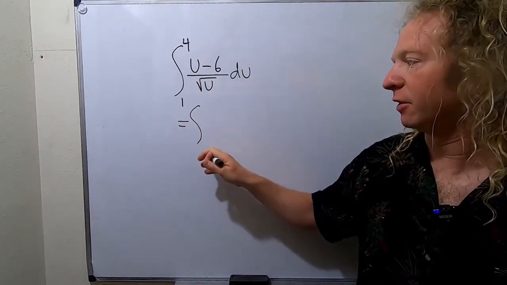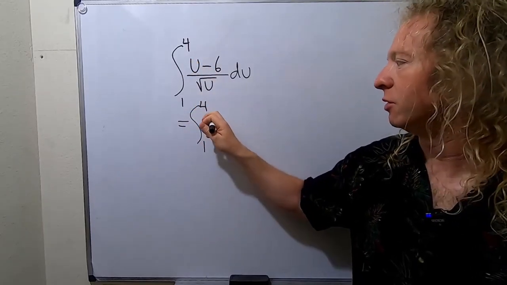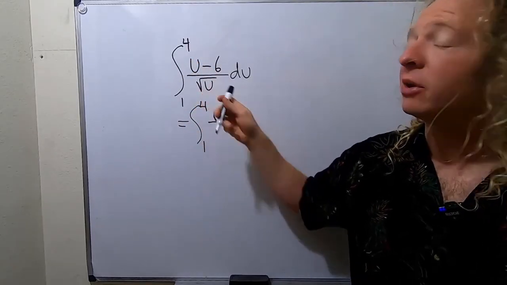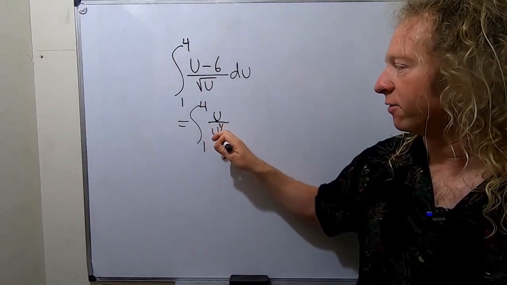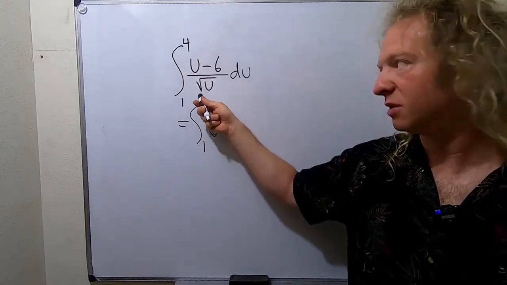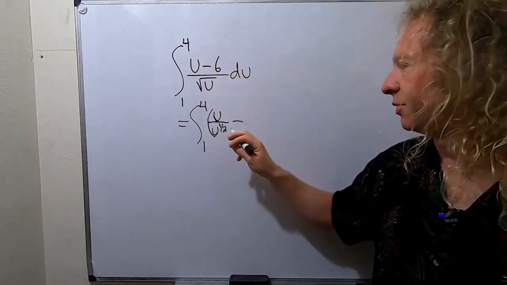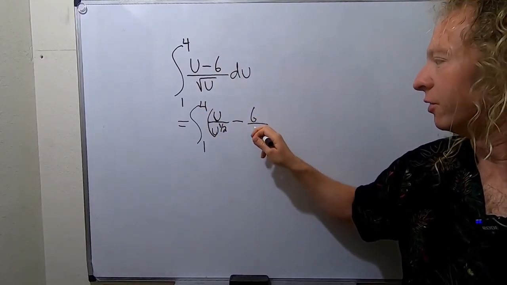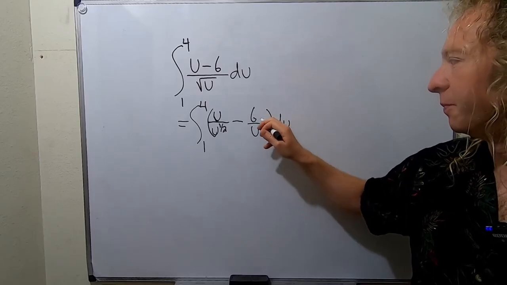So we have the definite integral from 1 to 4. So it's this over this. So u over, and I'm going to go ahead and write the square root of u as u to the 1 half. It'll just make it easier to simplify. So it's u over this minus, and then this over this. So it'll be 6 over u to the 1 half. And then we have our du here.